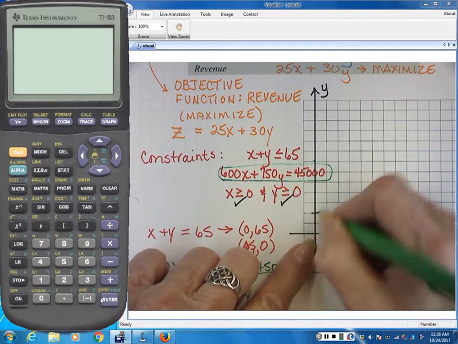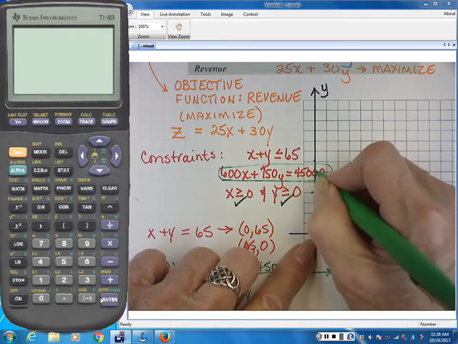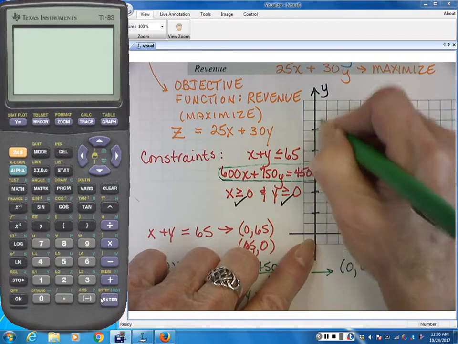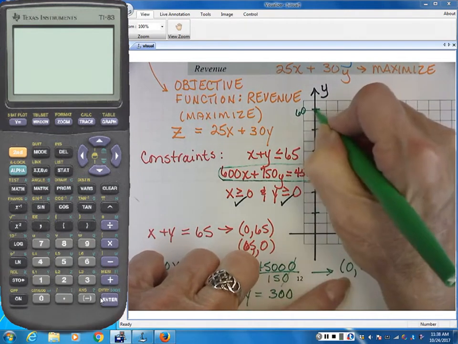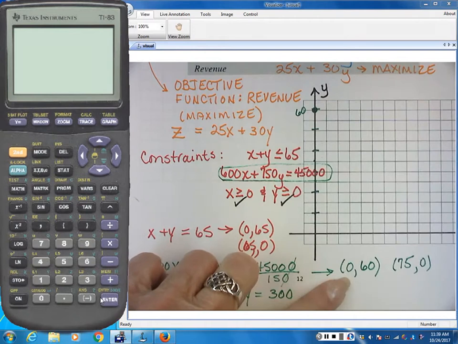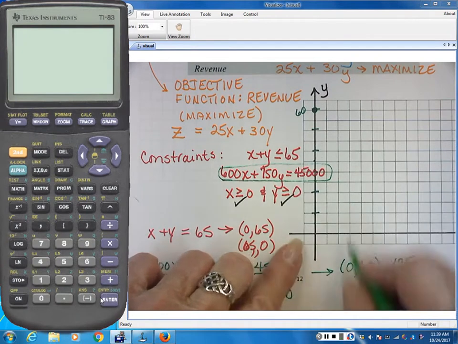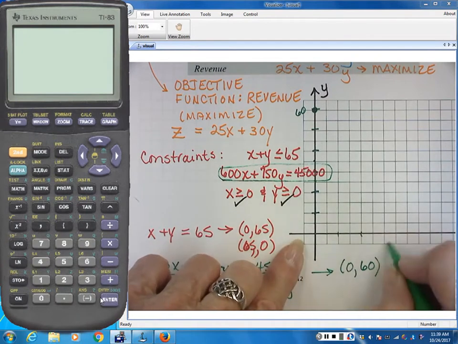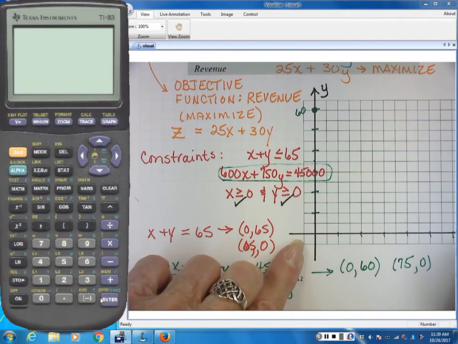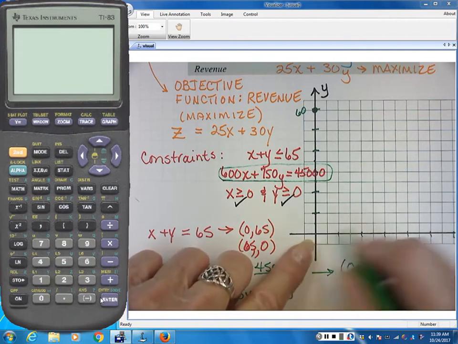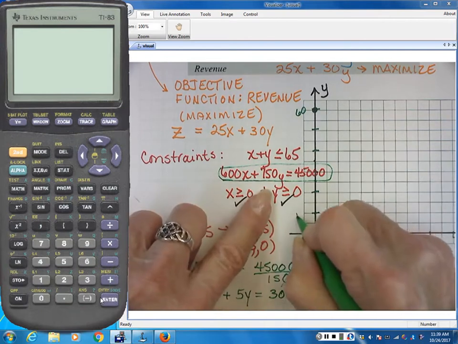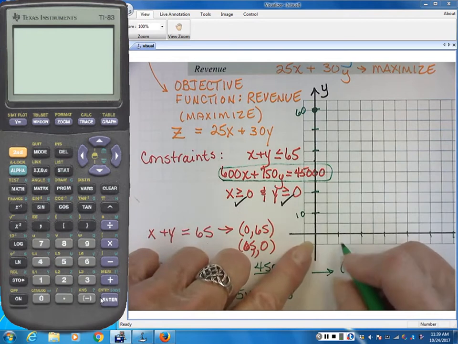10, 20, 30, 40, 50, 60. So 0, 60 is right here. And then 75, 0. 10, 20, 30, 40, 50, 60. That's not quite going to work. 15s will work. So I'm scaling here by 10s, but here I'm going to work by 15s.